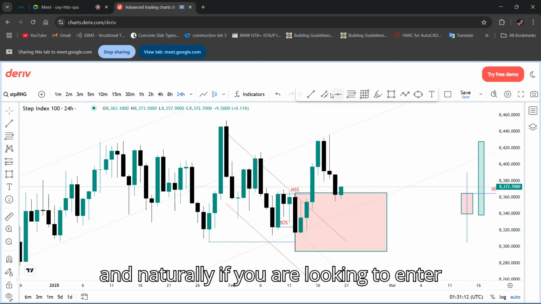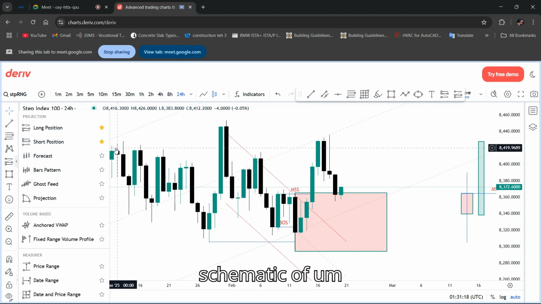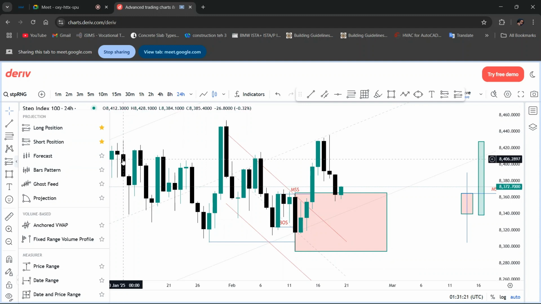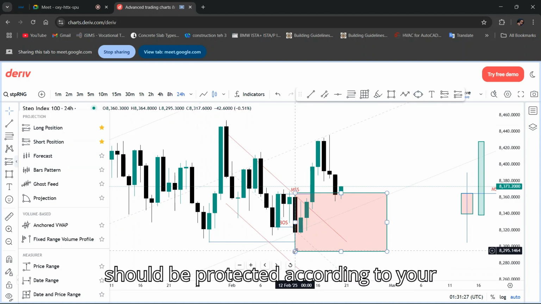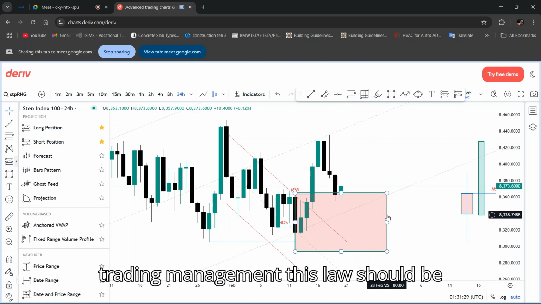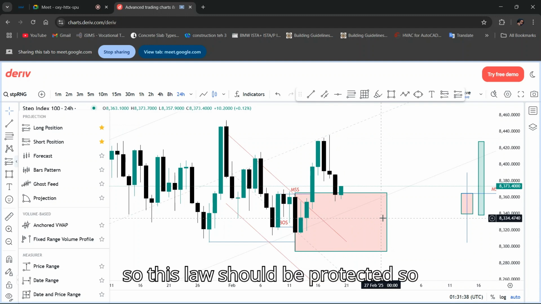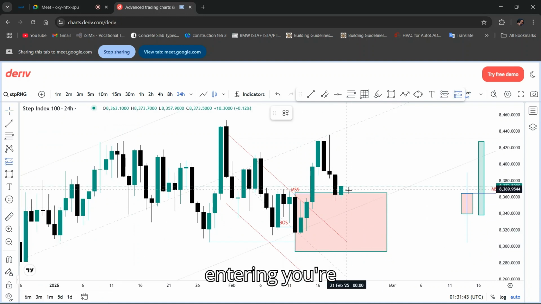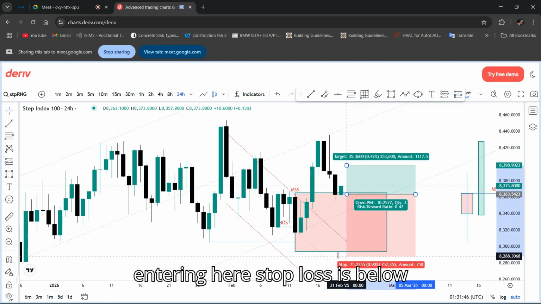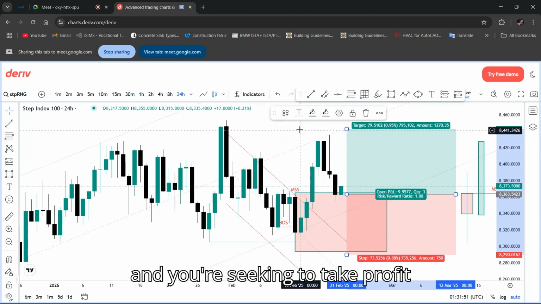And naturally, if you look to enter any form of trade, any trade at all, and you follow the schematic of the order block and the market structure shift and the trend, we know that this low should be protected according to your trading management. So therefore, what that means is that you are entering here, stop loss is below here, and you're seeking to take profit.